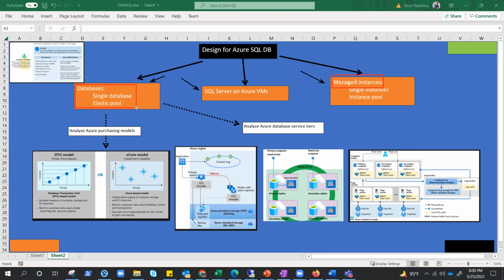So Azure SQL database and Azure SQL Managed Instance both ensure 99.99% availability, and both are PaaS services. The difference is that for Managed Instance, you need to deploy a virtual network. For Azure SQL, you don't, though you can hook it up through a private endpoint, that's a different story. So in this video, we will explore Azure SQL, hence Design for Azure SQL DB is the heading.